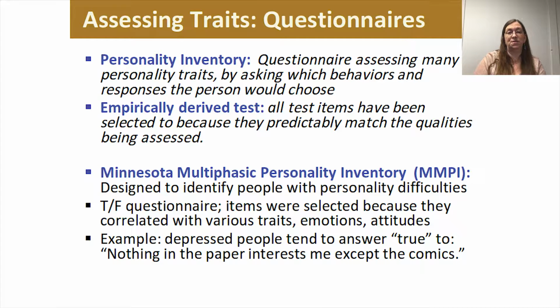There are empirically derived tests, though, so that means we have measured these and we've tested them over time, and all of the items have been selected because they have predictability and a match to the qualities being assessed. And so those questions have been validated.